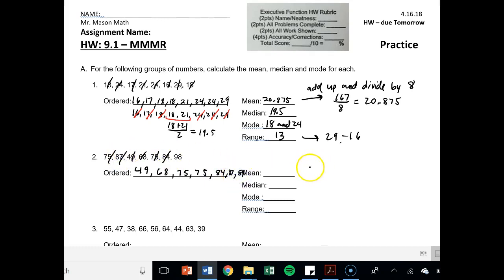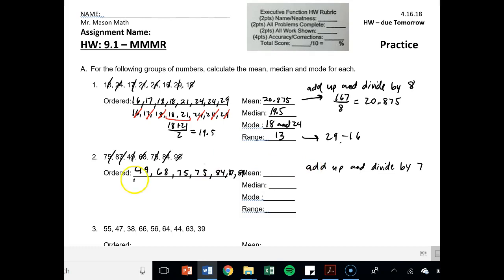So again, your mean, you're going to write this out. You're going to say add up and divide by how many numbers this time? 1, 2, 3, 4, 5, 6, 7 numbers. 7, right? So you're going to get a subtotal, add that up, and divide it by 7.